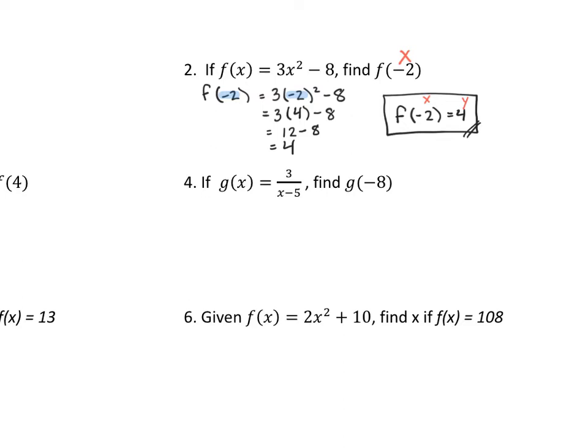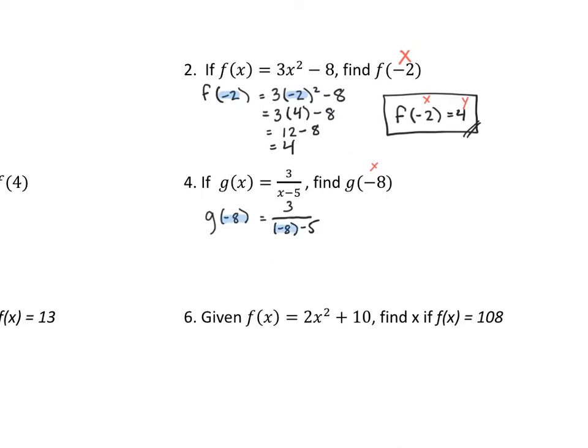For number 4, if g of x is equal to 3 over x minus 5, find g of negative 8. So again, this is our x value. Now we may take a look at this problem and be a little intimidated because it's a fraction, but you know what? I think you can handle it. I think you can do it. So we'll say that g of negative 8 is equal to 3 over negative 8 minus 5. Again, wherever we see an x, that's where we're plugging in our negative 8 in this case.